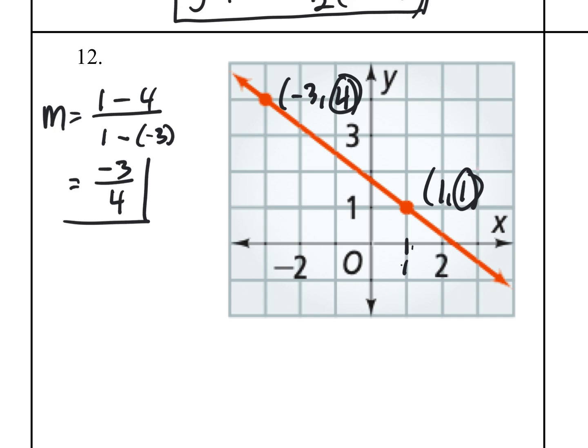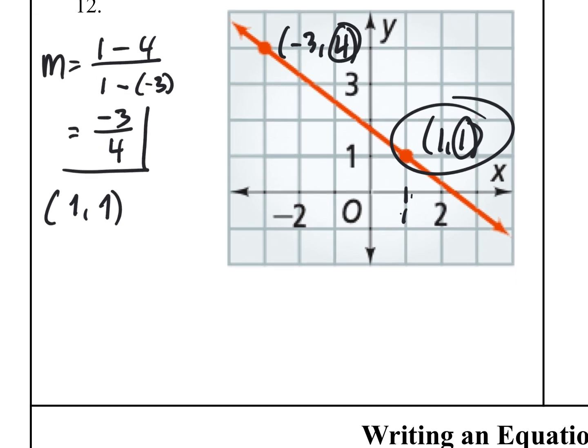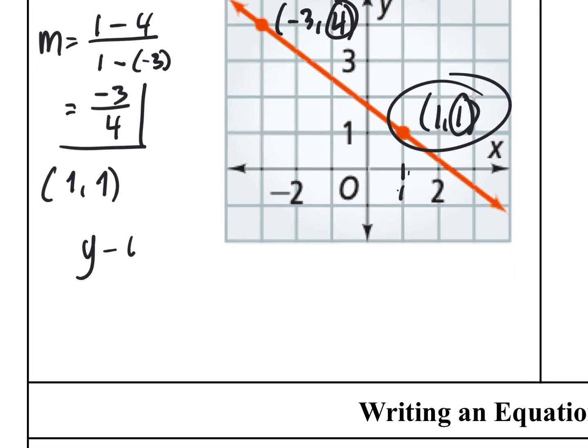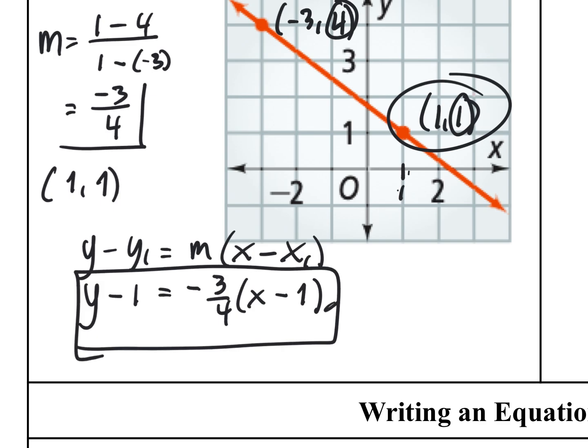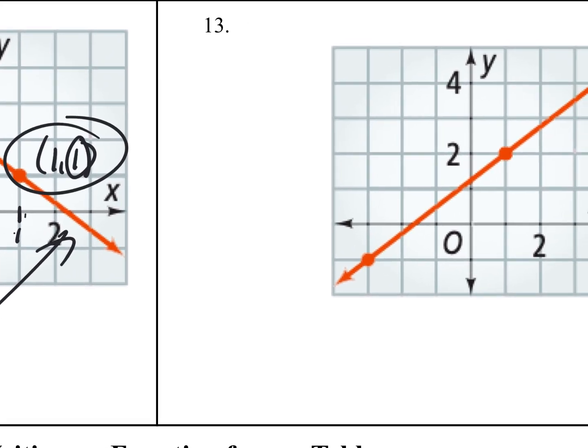Now let me use 1, 1 as my point. Okay, 1, 1 to create my equation. So y minus y1 is equal to my slope times x minus x1. Y minus 1 is equal to my slope, which is negative 3 over 4, x minus 1 also. Okay, so this is the equation of this line. Okay, I guess there's one more.